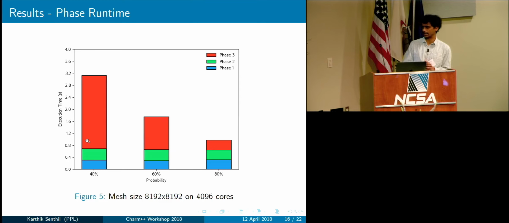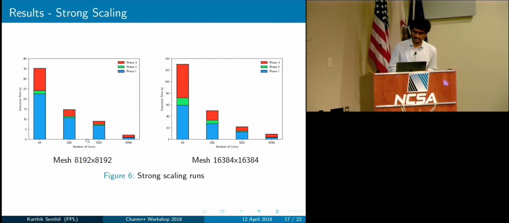You can see that we're able to do the entire simulation in under 3 seconds for a 40% probability itself. Now for some strong scaling analysis, we actually saw really good results for strong scaling both with the 64 million vertices graph and the 256 million vertices graph. We are able to do the 256 million vertices graph on 4K nodes in just under 10 seconds. And one observation to note here would be that the amount of time that is being spent in phase 3 or the pruning phase for the 256 million vertices graph is more than 64 million, which is expected because you have way more components in the 256 million vertices graph.